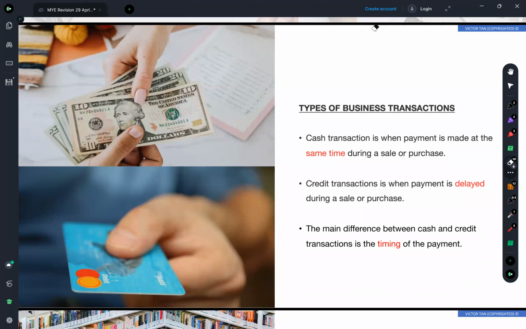This is very important for today's lesson because later we're going to look at what is a cash payment and what is a credit payment. So you need to understand the difference between a cash and credit transaction. Even though this is very straightforward, most schools don't really emphasize it. But in my lesson, I'll emphasize it because it's very important: the difference between paying now and paying later.